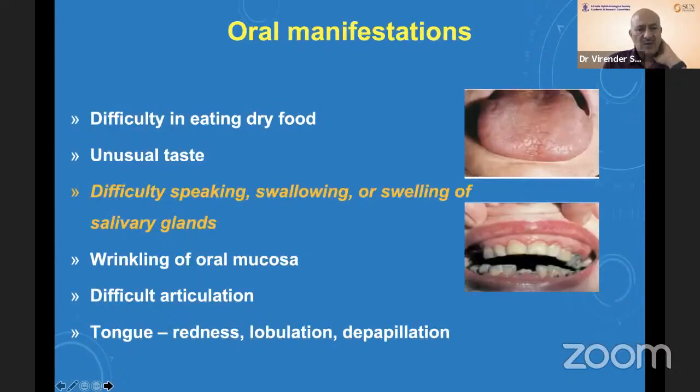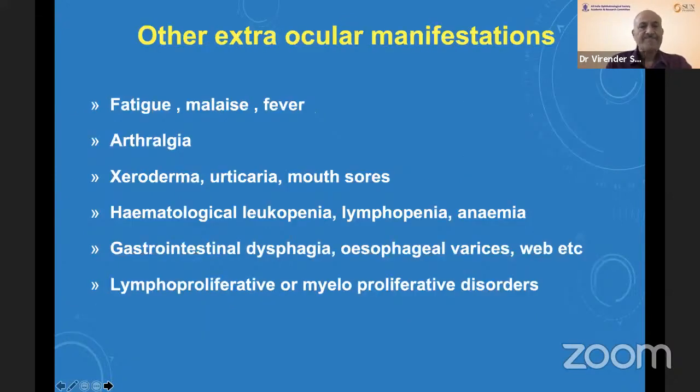These are the oral manifestations, which we ophthalmologists generally ignore or don't ask about. It's very important to ask these leading questions about symptoms or involvement of the other organ systems, especially the mouth, and unusual taste or difficulty in swallowing or drinking too much water, difficulty in talking. Other extraocular manifestations include fatigue, malaise, fever, arthralgias, and a variety of other clinical signs and findings.